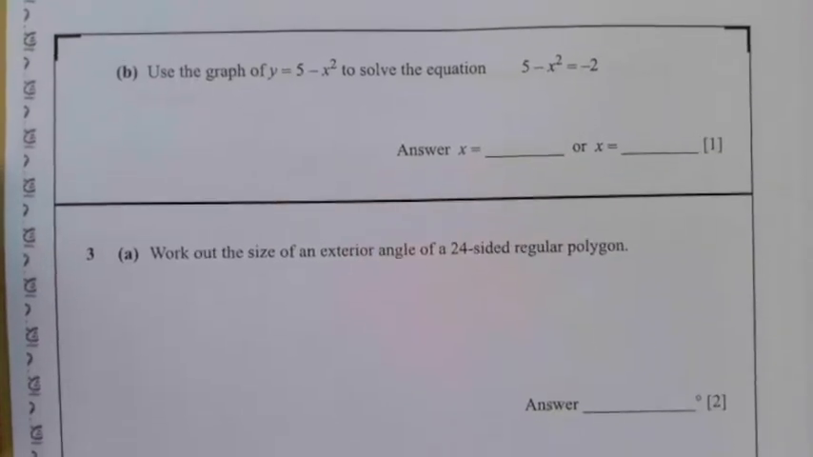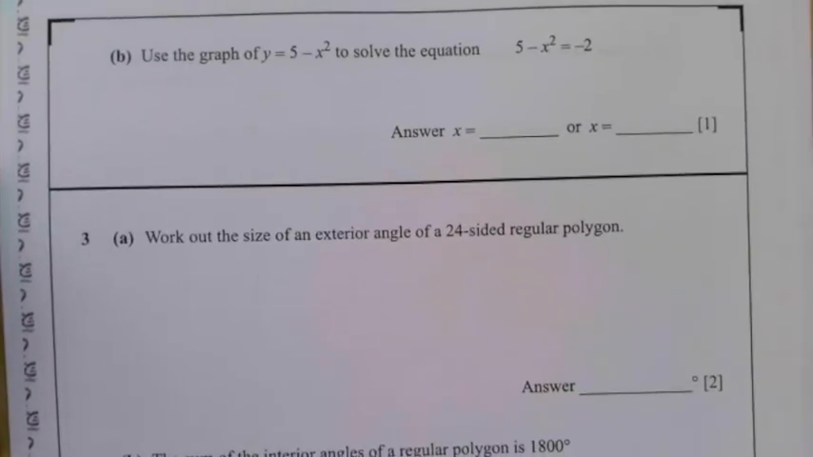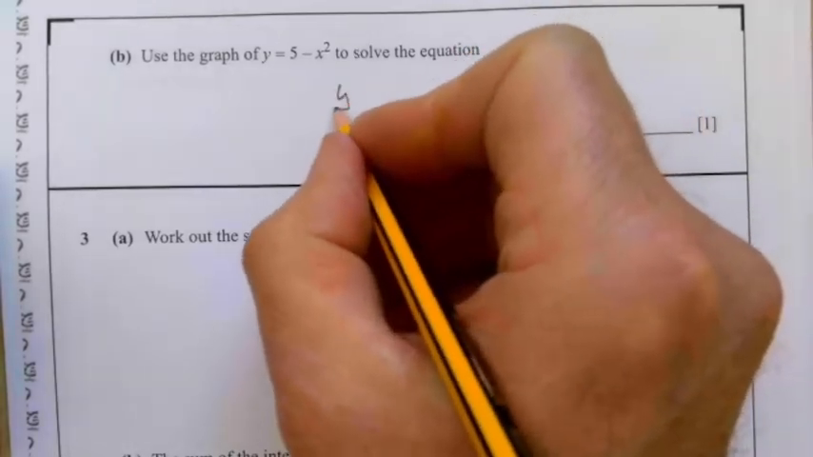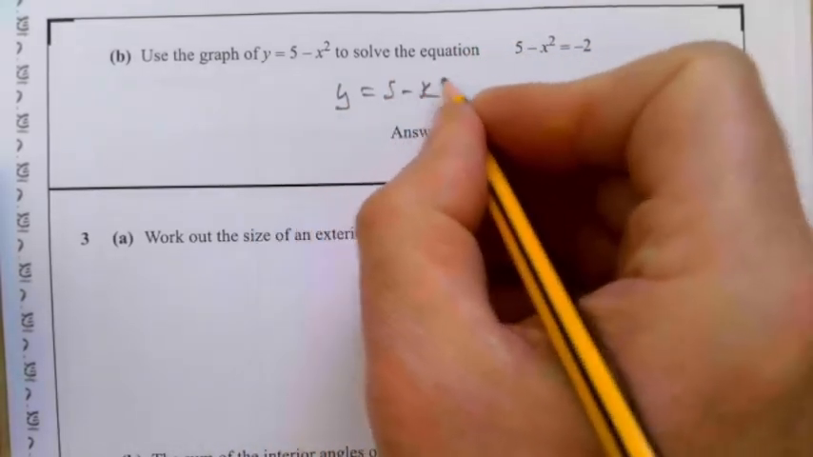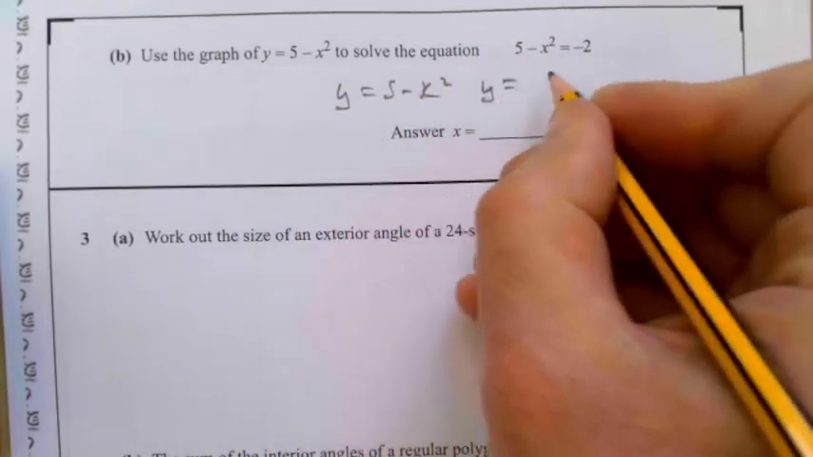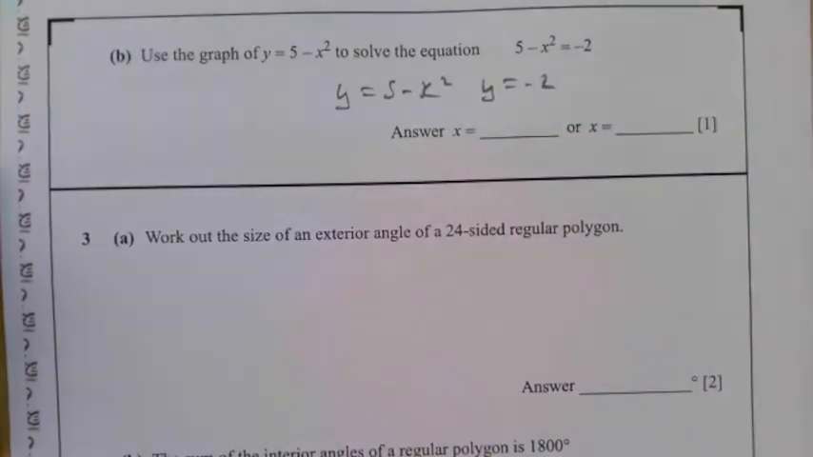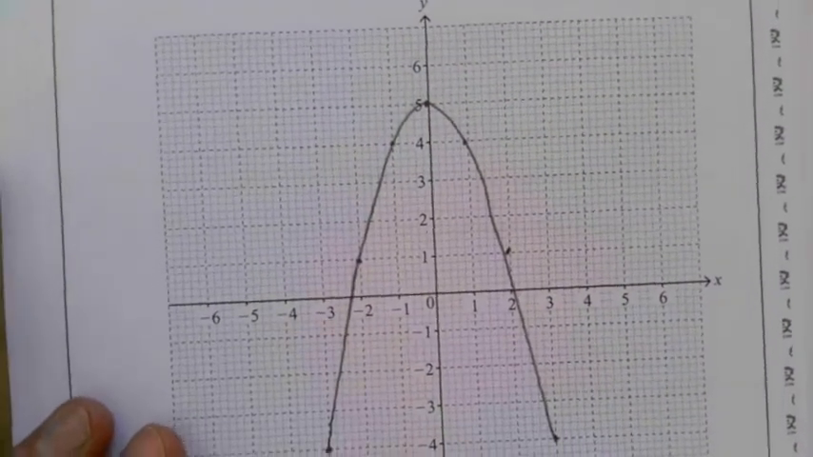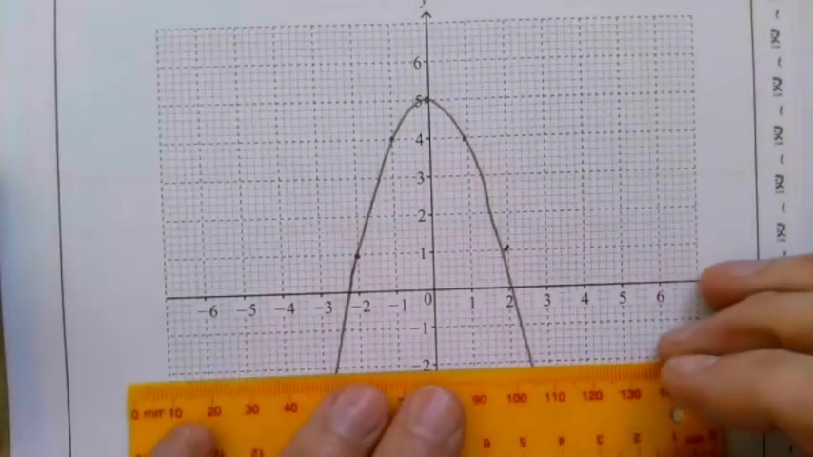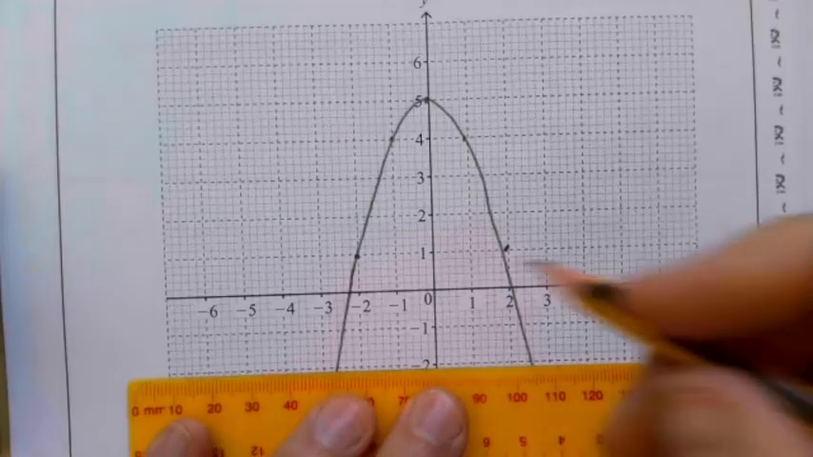Use the graph of y equals 5 minus x squared to solve 5 minus x squared equals minus 2. So it's y equals 5 minus x squared and y equals minus 2. So I need to draw the line y equals minus 2 on that and then read the information off. So if you go back to our graph on the previous page, and there's the line y equals minus 2.